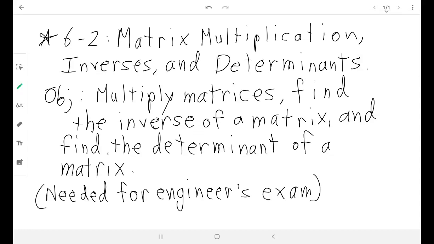Hello, pre-calculus. We are going to start a starred section today, 6-2, matrix multiplication, inverses, and determinants. The objective for this section is to multiply matrices, find the inverse of a matrix, and find the determinant of a matrix. These will all be subject to if possible, by the way, and this is all needed for the engineer's exam for those of you who are interested in that.